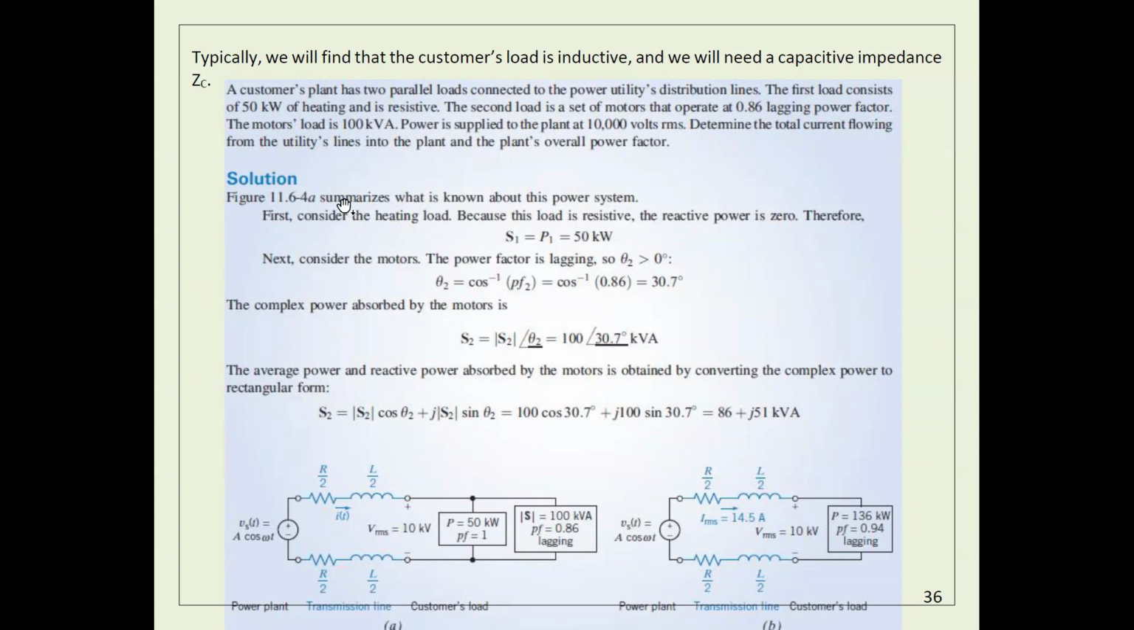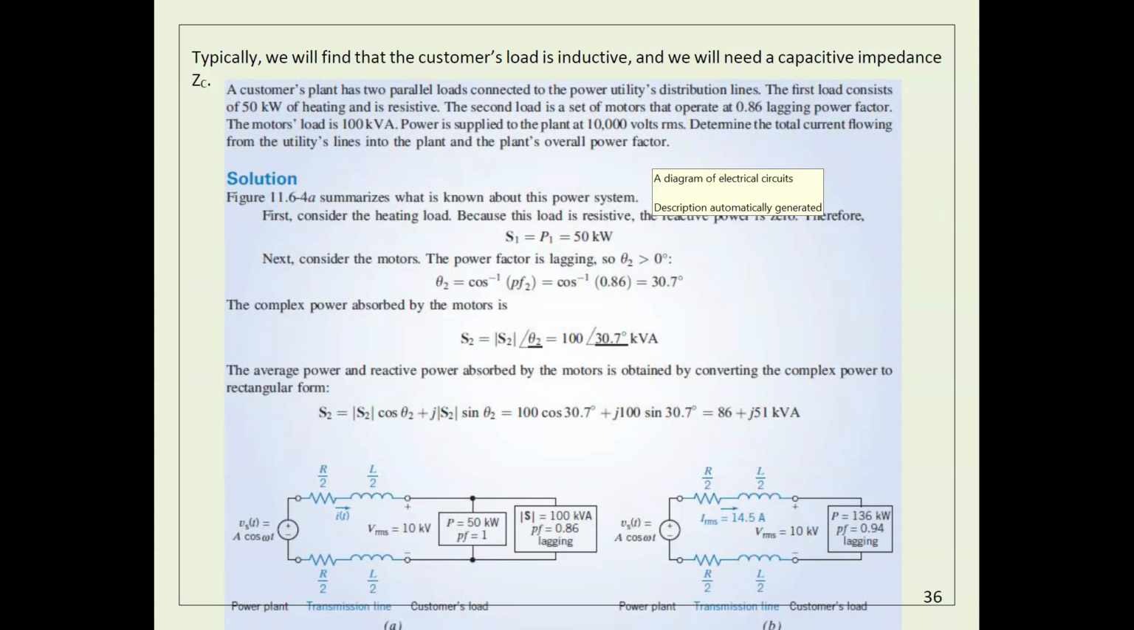In this example, we have a consumer plant with two parallel loads, and it gives me some information. For the connection, there is a source, like a power plant, and a transmission line. For the transmission line, we have a resistance and an inductor. This is the load. We assume we have two loads.